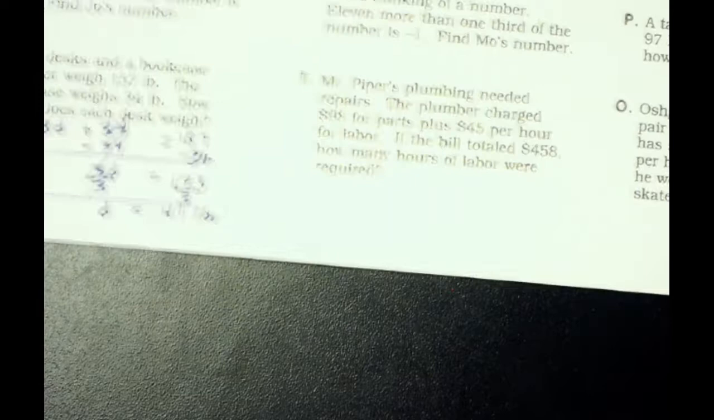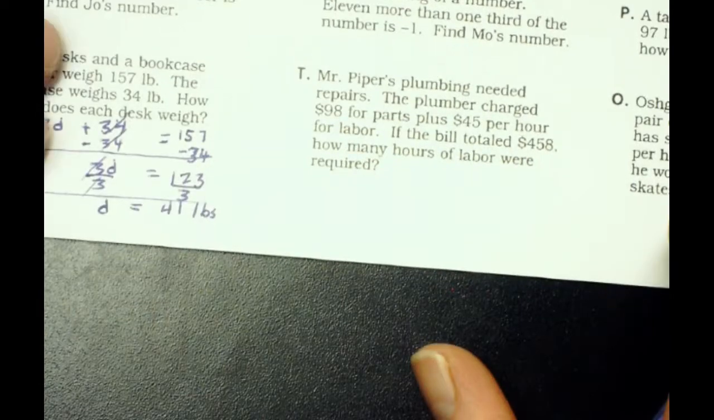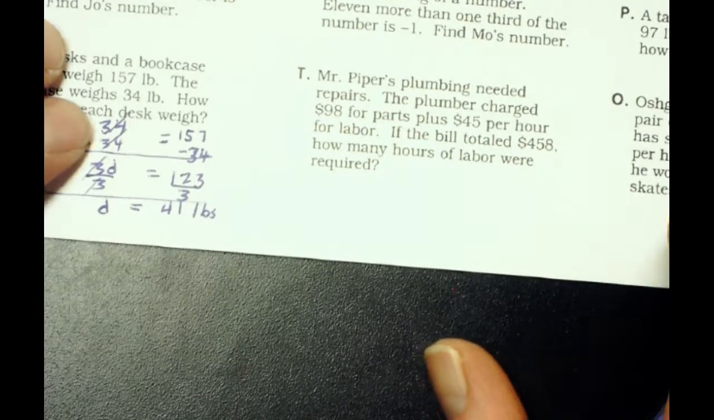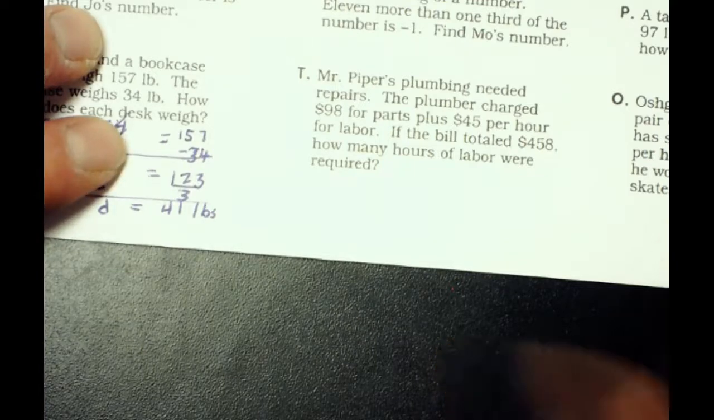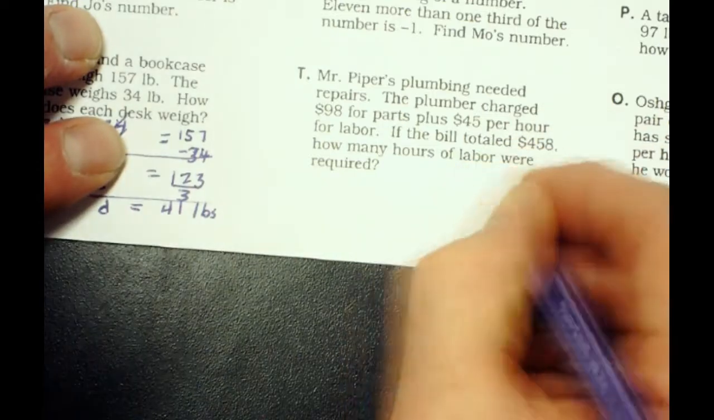Let's try another word problem. Mr. Piper's plumbing needed repairs. The plumber charged $98 for parts plus $45 per hour for labor. If the bill totaled $458, how many hours of labor were required? Well, you already know it equals 458.